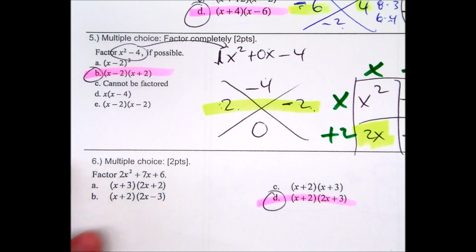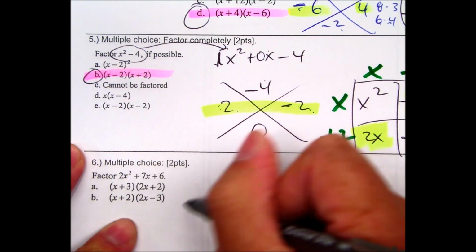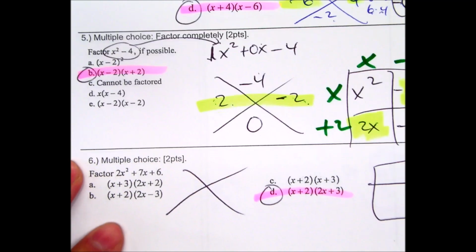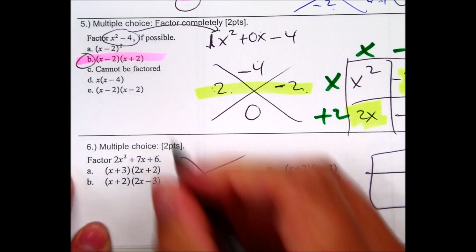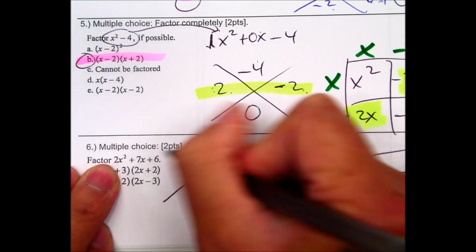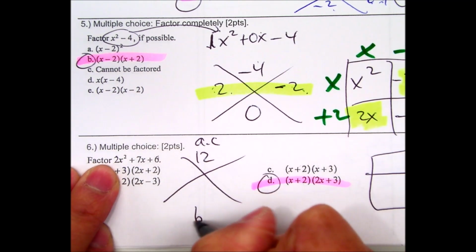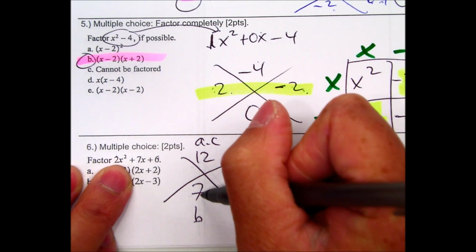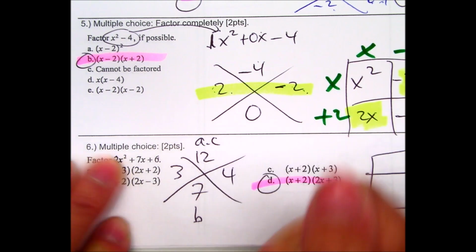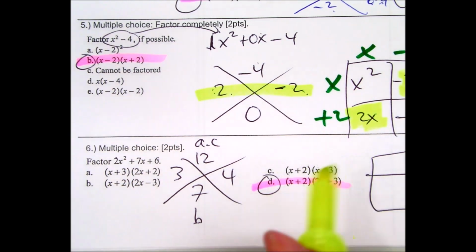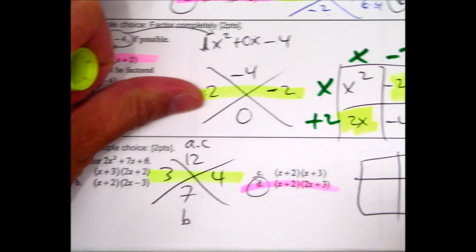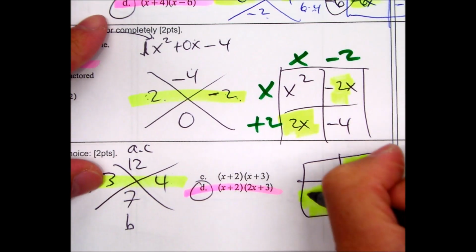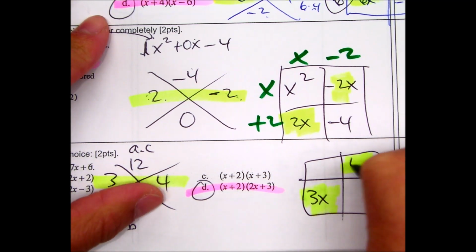Question number 6. Let's do my x in my box. So x box factoring is just one way of factoring. A times c, so that'll be 2 times 6 is 12, and your b value is 7. Two numbers that multiply to be 12 but add to be 7 are 3 and 4. So I've got those two, put them here. So that'll be 3x and 4x.